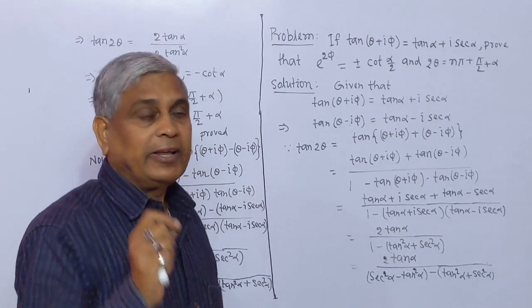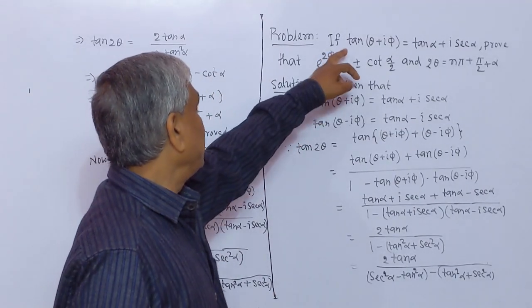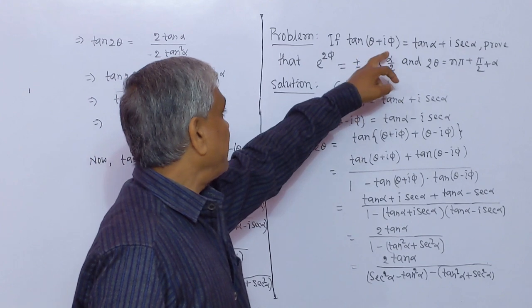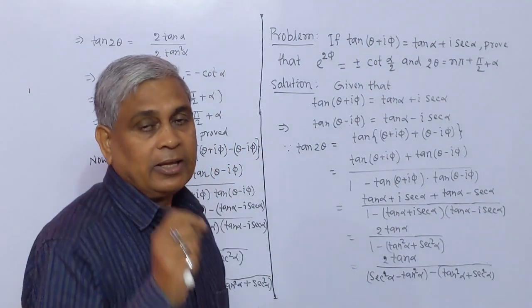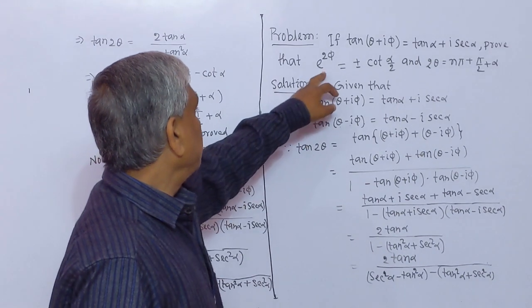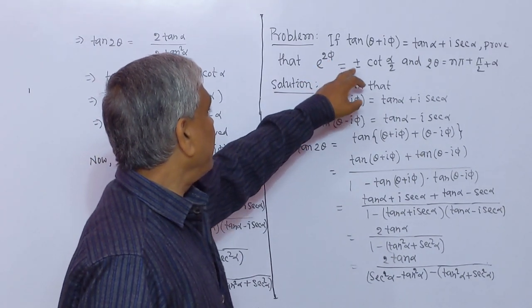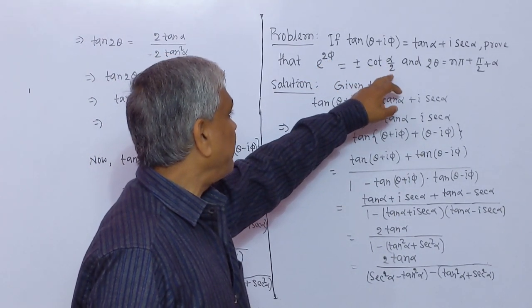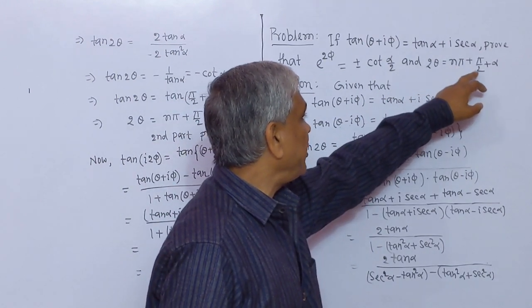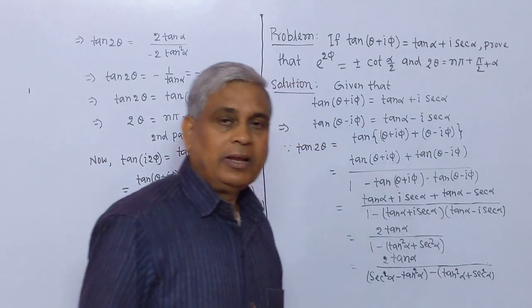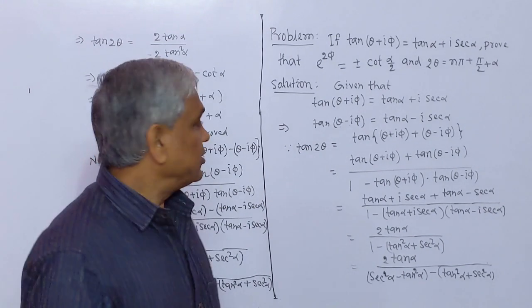Now we solve the next problem. Next problem is: if tan(theta + i phi) = tan alpha + i sec alpha, then prove that e^(2 phi) = ± cot(alpha/2) and 2 theta = n pi + pi/2 + alpha. Now we prove this.